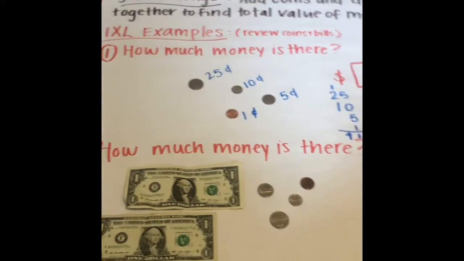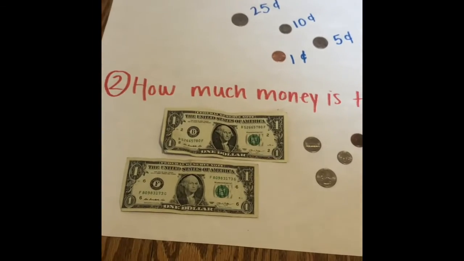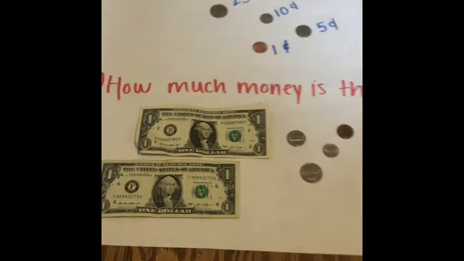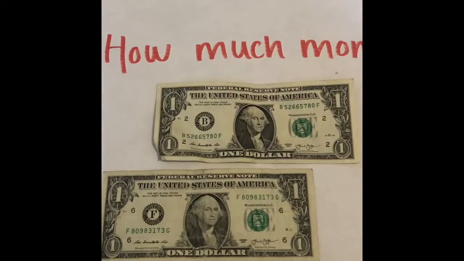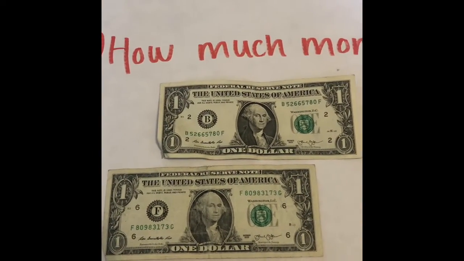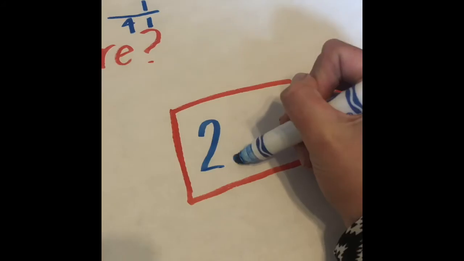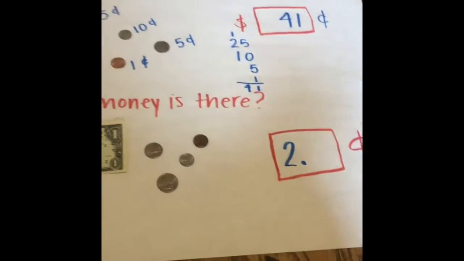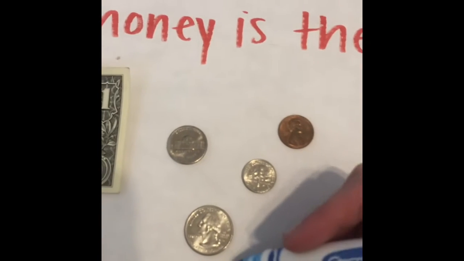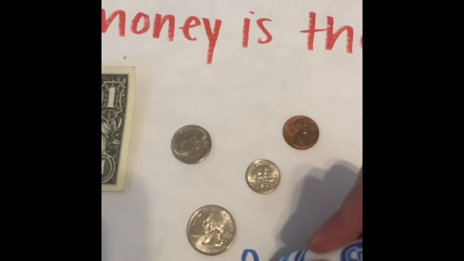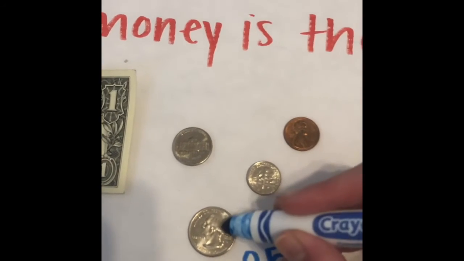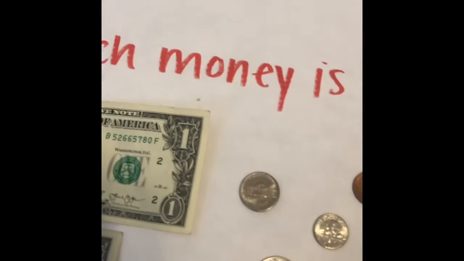This next one says, how much money is there? And we've got bills and coins. So let's start with our bills. I know that I have 2 ones here. So I'm going to put 2 and then my little decimal or period. I know that my cents come after that. I'm going to look for my largest amount first, which is 25 here with my quarter. My quarters were 25 cents.